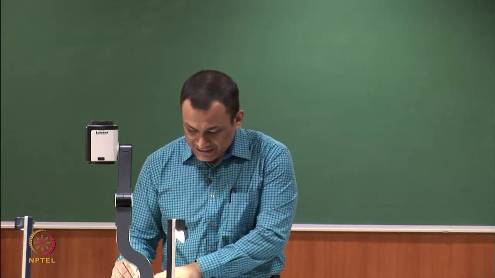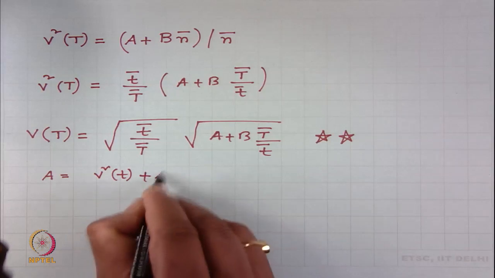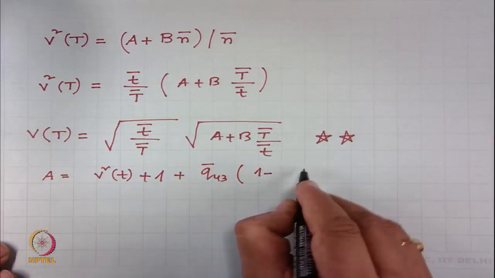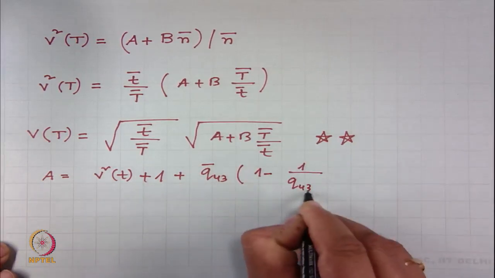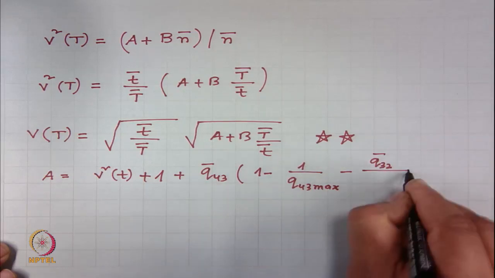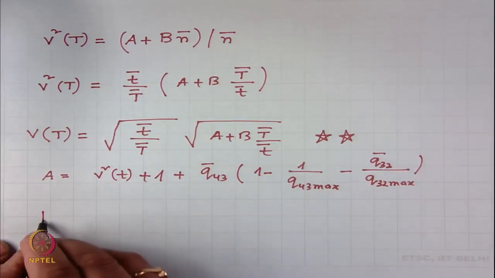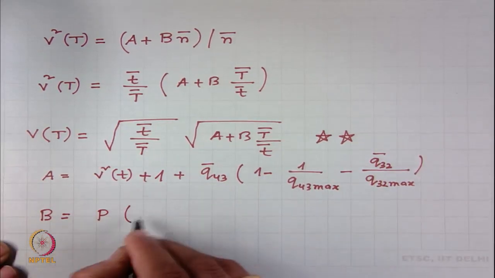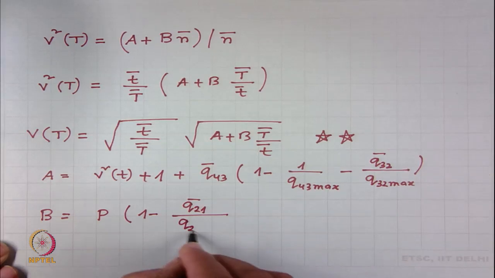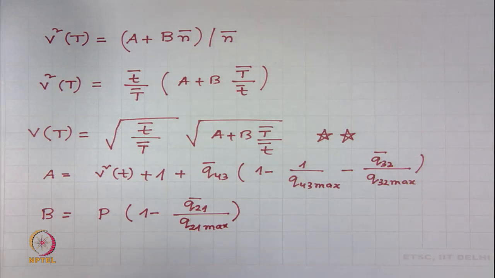Right. What is A? A is v square t plus 1 plus Q43 bar times (1 minus 1 by Q43 max) minus Q32 bar by Q32 max, and B is equal to P times (1 by Q21 max).